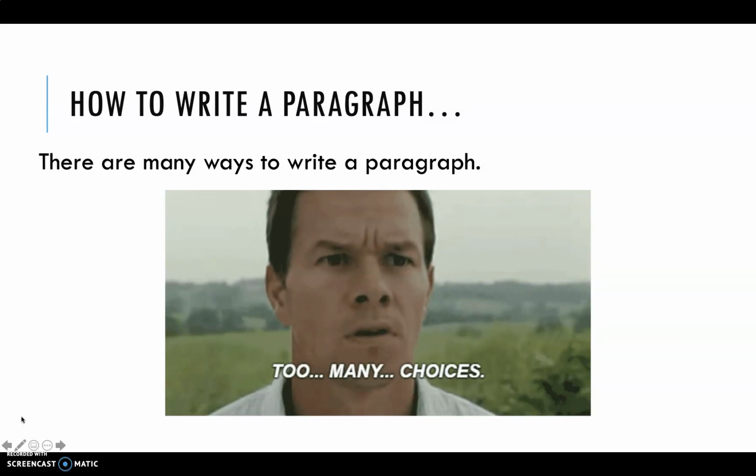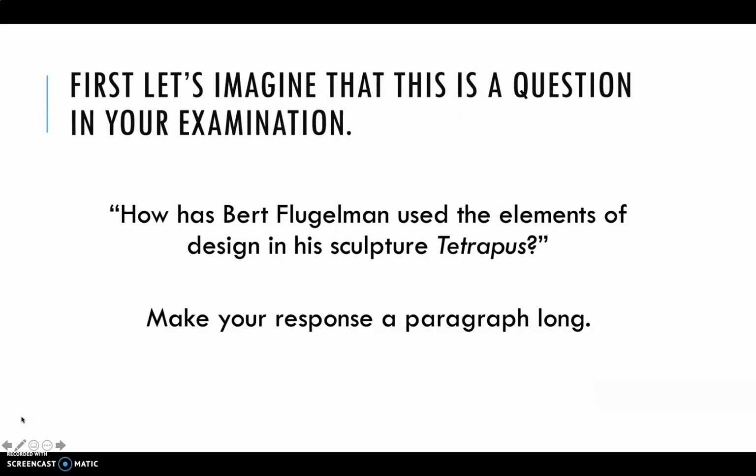There are many ways to write a paragraph. Some people use those acronyms, TEAL, PEAL, like the burger sort of thing. We're just going to keep it simple, and I'm going to break it down into 4 parts. The question that I'm going to do my example on was, how has Bert Flugelman used the elements of design in his sculpture Tetrapus?